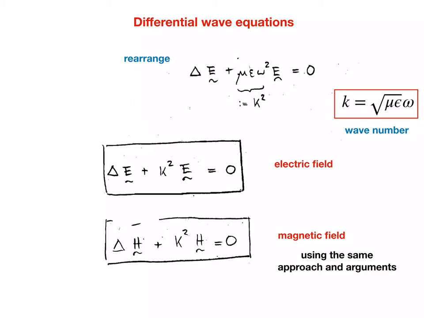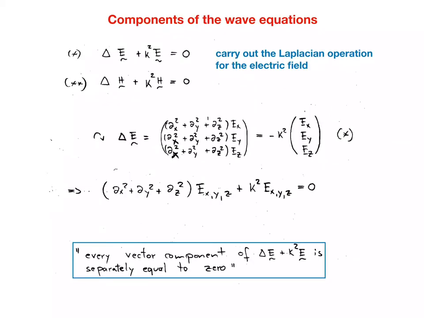Using the same approach and arguments as before, the same wave equation can be obtained for the magnetic field, with Laplacian of H plus k squared H equals 0. Writing down the Laplacian in its components, we can formally show that every vector component of the differential equation of the wave equation, Laplacian E plus k squared E, is separately equal to 0. This is also true for the magnetic field strength H.